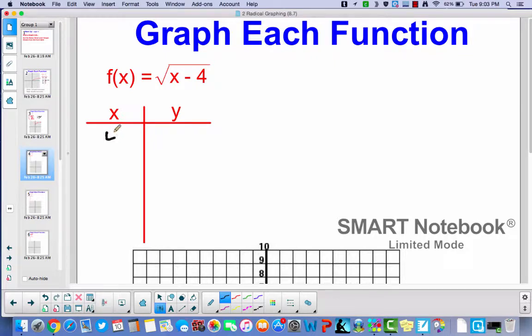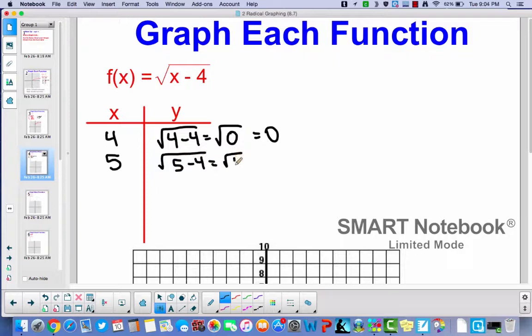We can put a 4 in. So we have the square root of 4 minus 4, which is the square root of 0, which is 0. I could put a 5 in. That gives me the square root of 5 minus 4. That equals the square root of 1, which is 1.